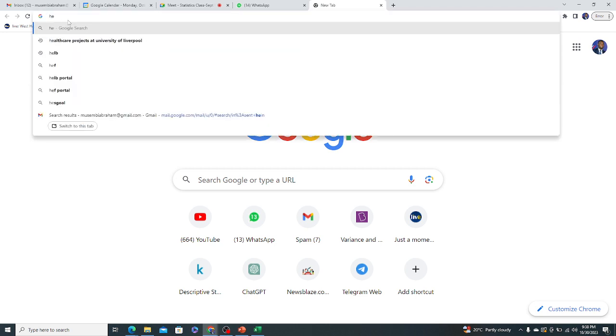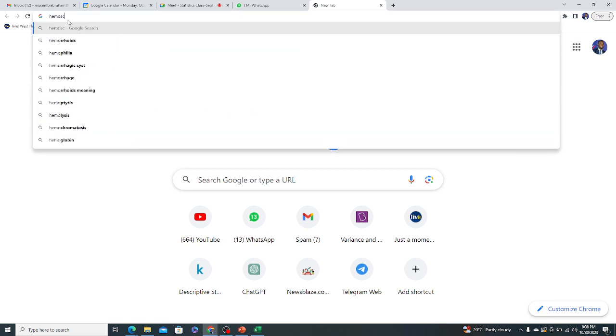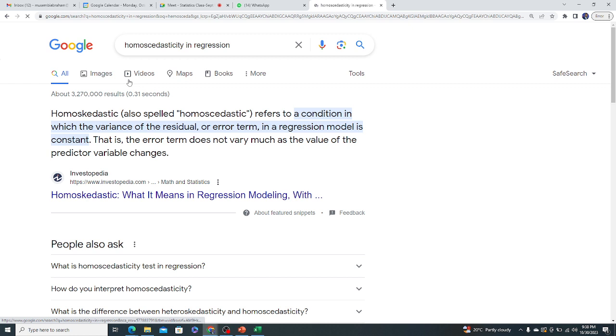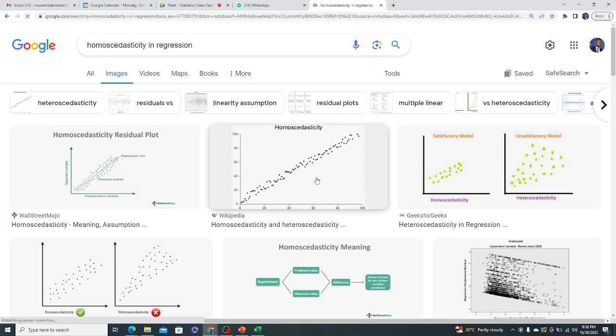Homoscedasticity in regression. Okay, so maybe we can check. So you can see we have homoscedasticity and heteroscedasticity.